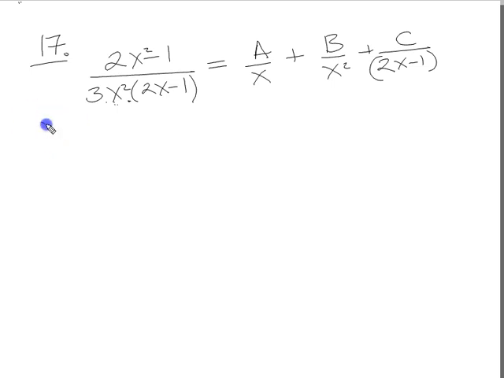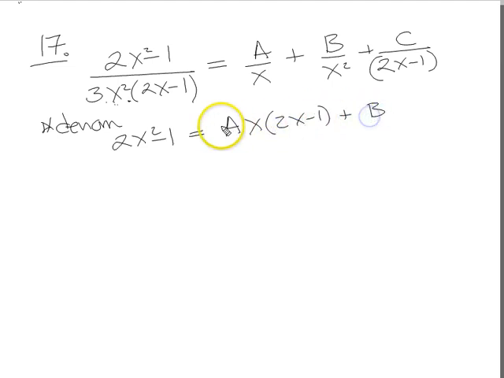Okay, let's multiply by the denominator then, and see what happens. We get 2x squared minus 1 on the top on the left. Multiply by this stuff then, and you get ax times 2x minus 1, yeah? Plus b times 3 times 2x minus 1, and then plus c times 3 lots of x squared. There we are. That's it.